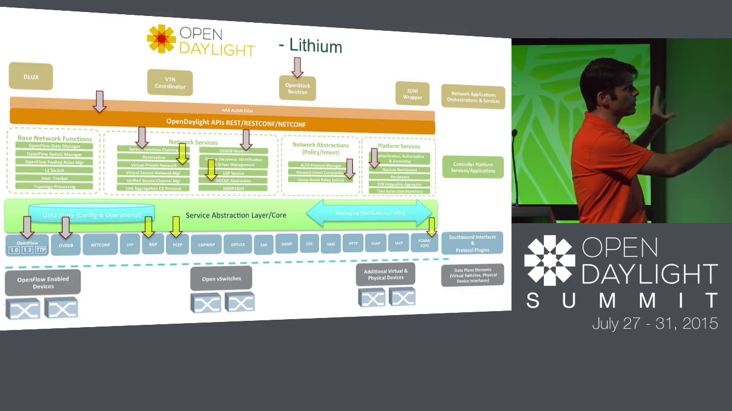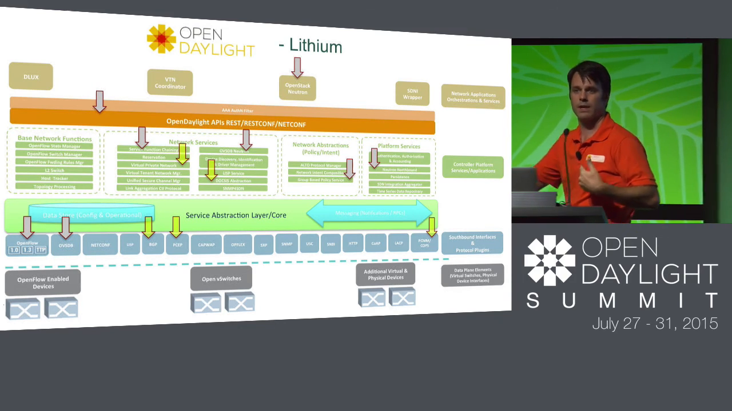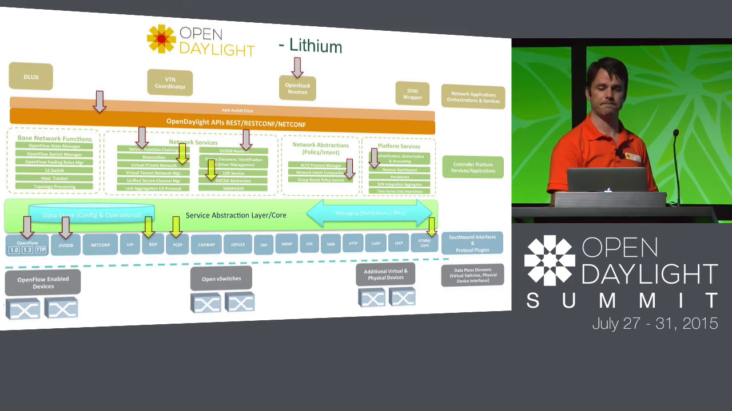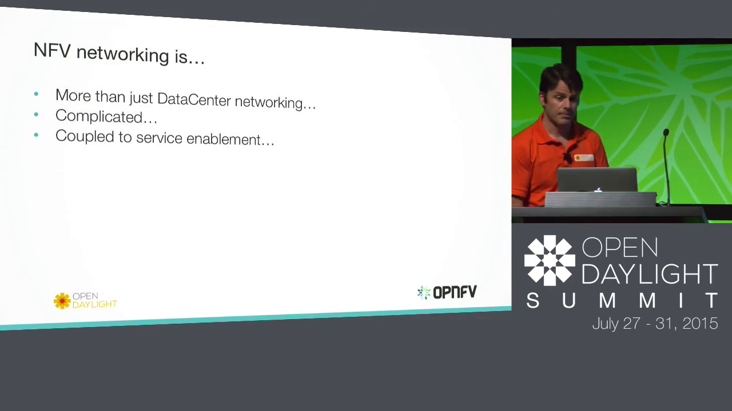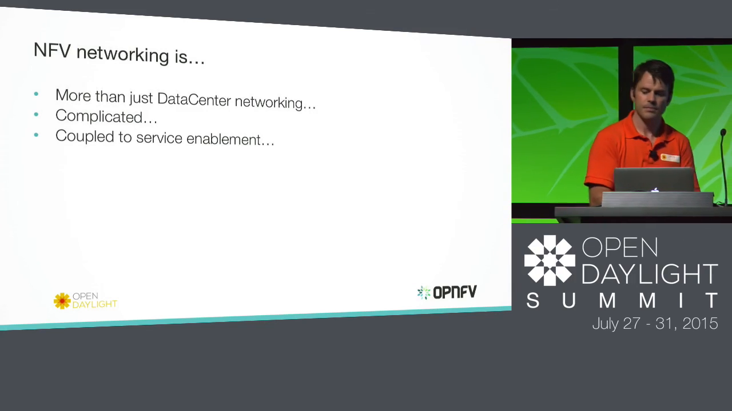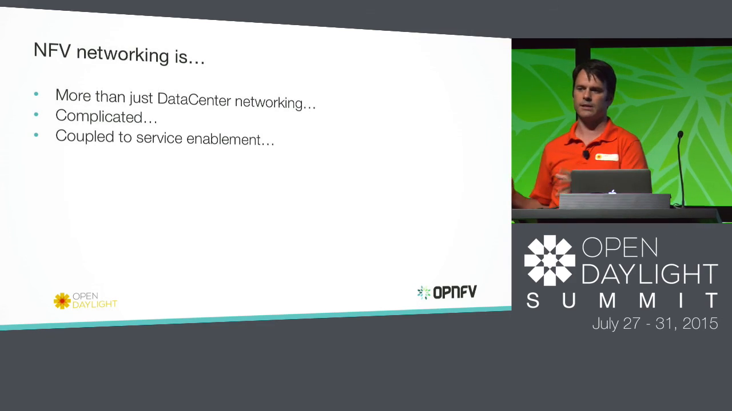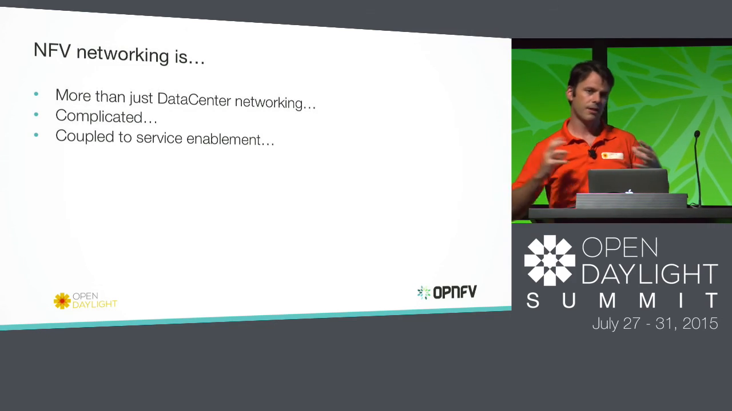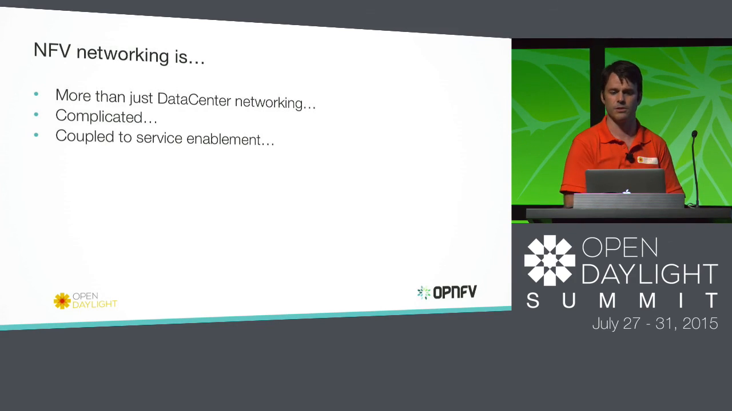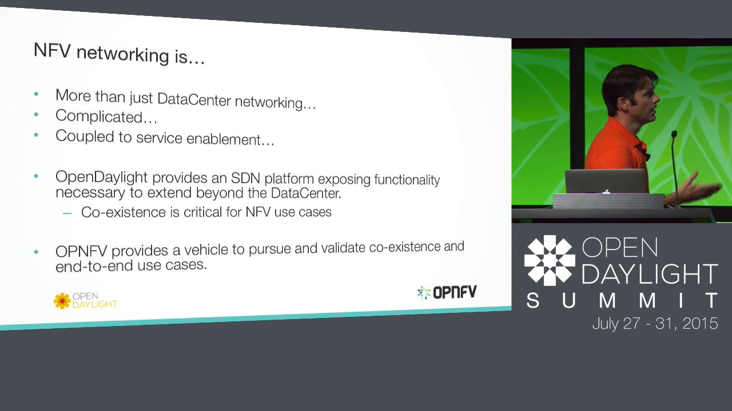So if I look at the diagram that we have today, and I'm just thinking, okay, some simple use cases I want in my NFV platform, all I have to do is pick the ones I need, and I'm good to go. NFV networking is more than just data center networking. It's also complicated. But fundamentally, it's coupled to service enablement. If I'm running an NFV data center, I want to be able to do things with it that provide different services. I want to be able to isolate and have tenants that are providing different services. So the coupling to service enablement is really important to us when it comes to doing networking.